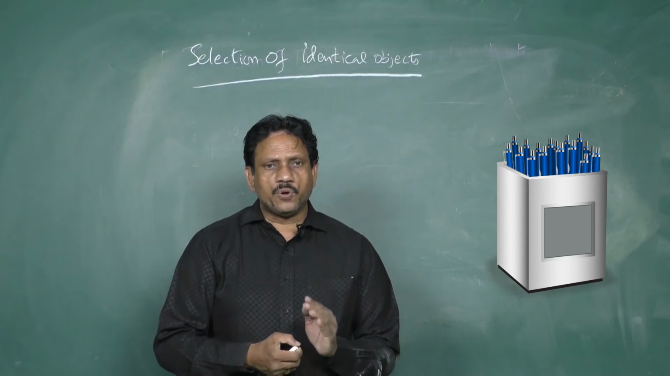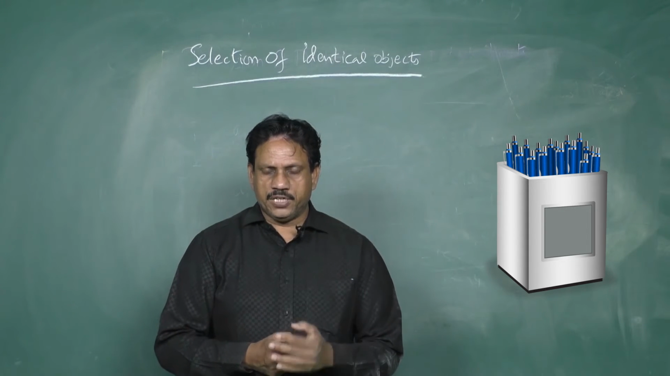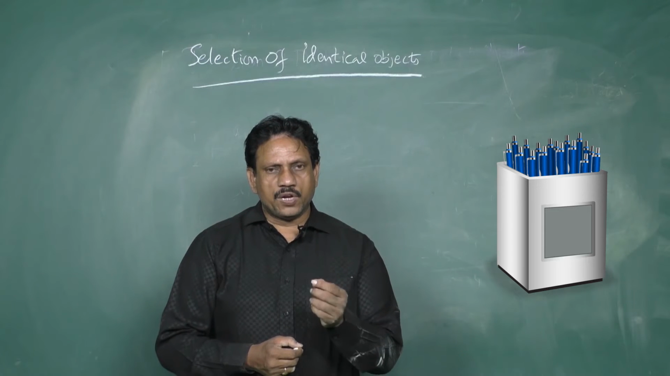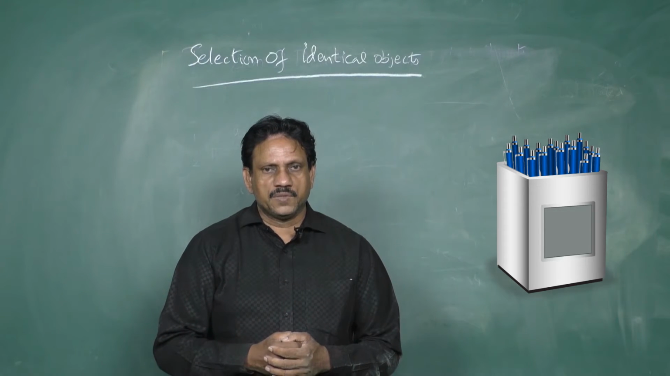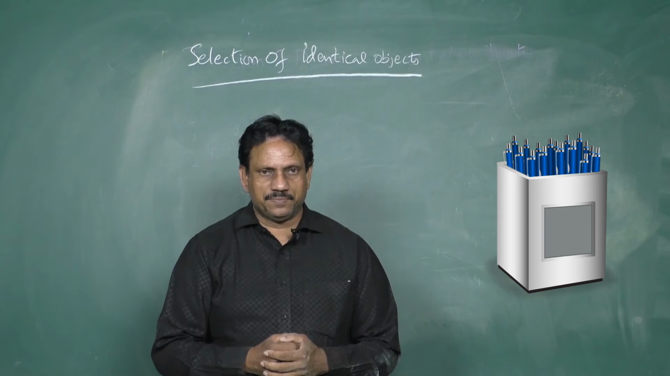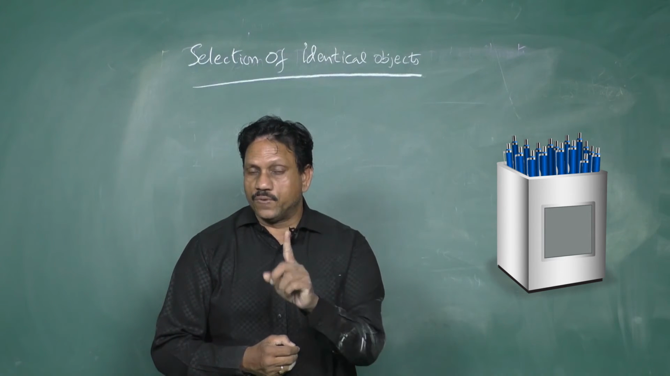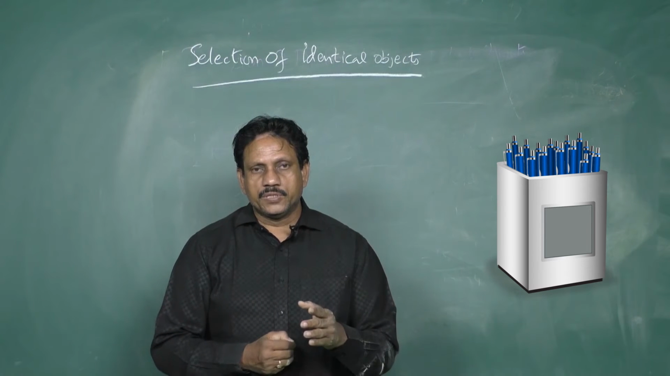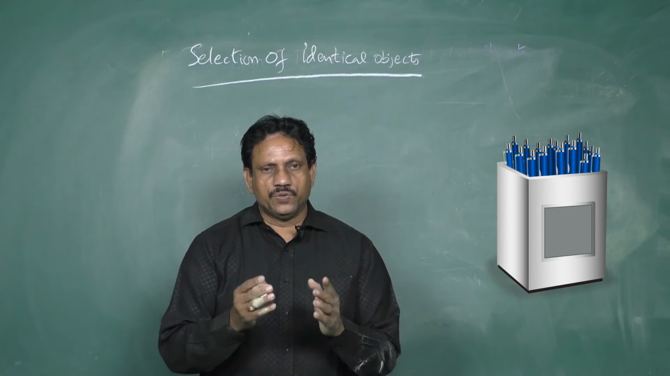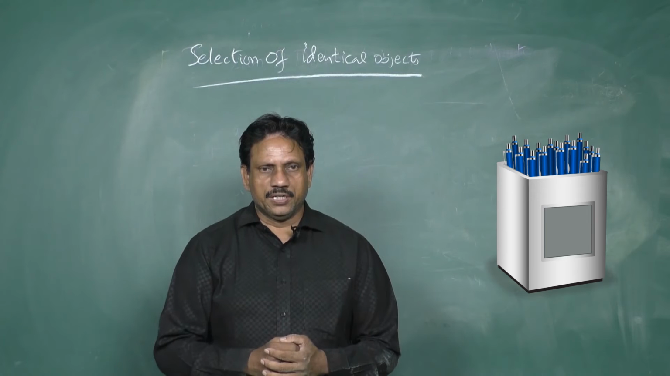That means, suppose there are n identical objects. You want to select one object blindly from that. There is only one way to select. Of course, you can select any number of objects also, say r is also one. So, for selection of identical objects, we can discuss one more thing here.